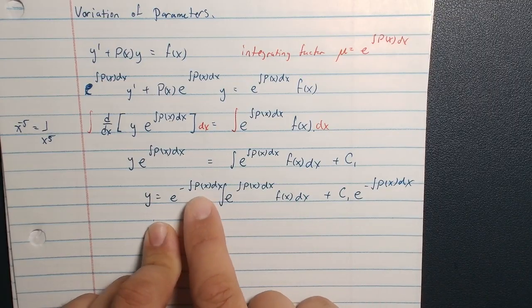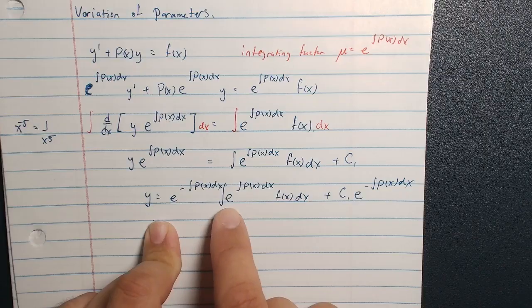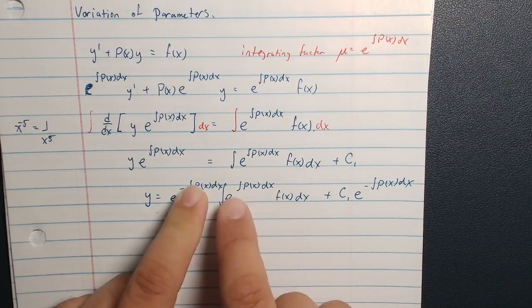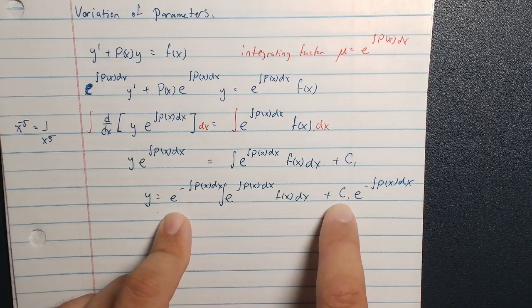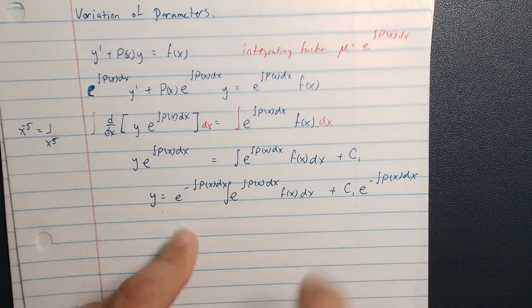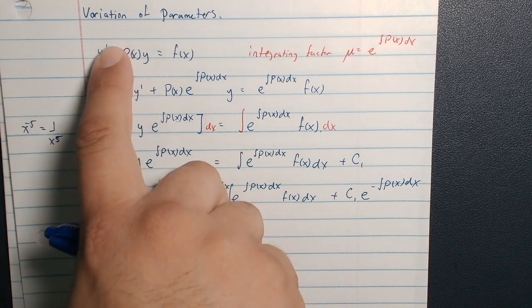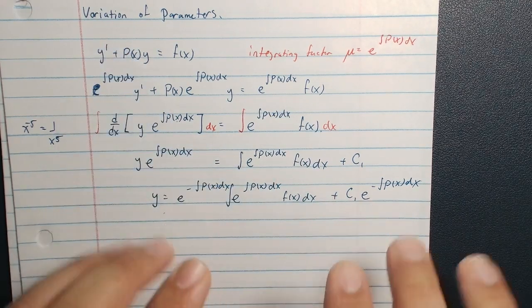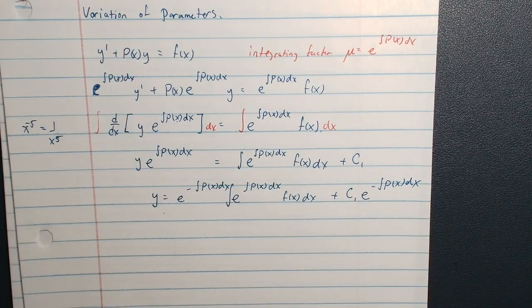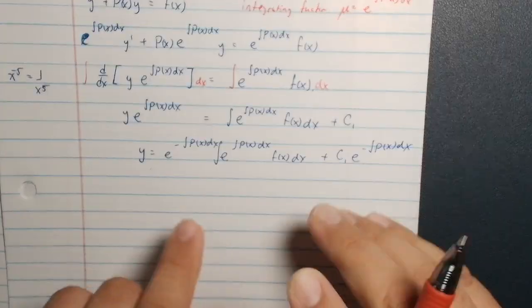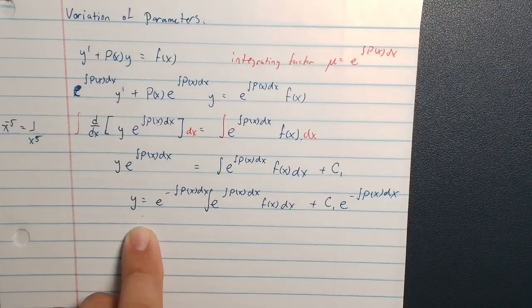It's e to the negative integral p(x) dx times the integral of e to the integral of p(x) dx, no negative, times the input function dx, plus some constant, e to the minus integral p(x) dx. Those get really, really complicated. And keep in mind, this is a first order problem. So this is the reason we don't really see a lot of formulas in this course. We see techniques.